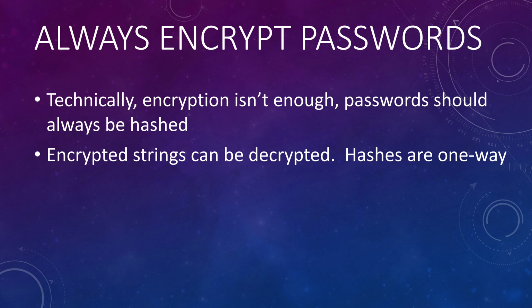Now, one thing to remember about good hashes versus encryption is even strong encryption methods can still be decrypted, right? But once you hash a string, it's a one-way hash. So you're not going to be able to simply reverse engineer that, right? You have to start getting into things like rainbow tables and things like that. You can't just reverse a hash.